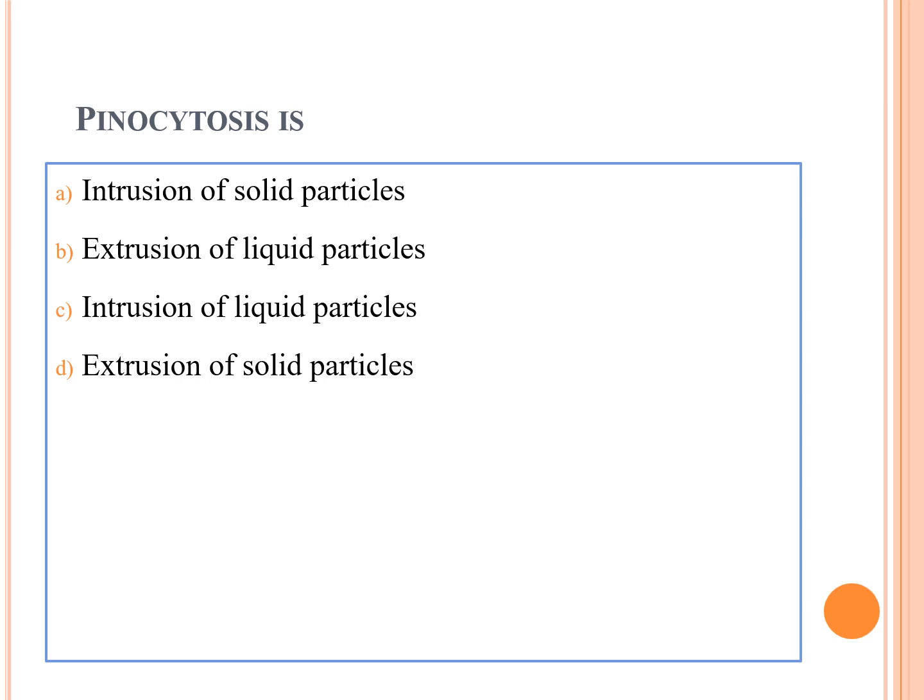Pinocytosis is intrusion of solid particles, extrusion of liquid particles, intrusion of liquid particles, or extrusion of solid particles. What we should remember is that pinocytosis is a process of endocytosis, so it must be intrusion, not extrusion. Intrusion of solid particles is called phagocytosis, and intrusion of liquid particles is called pinocytosis. So the answer is C, intrusion of liquid particles.